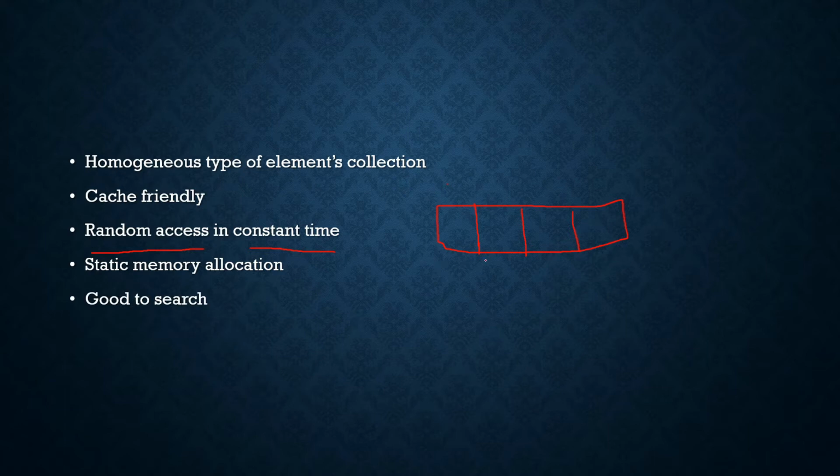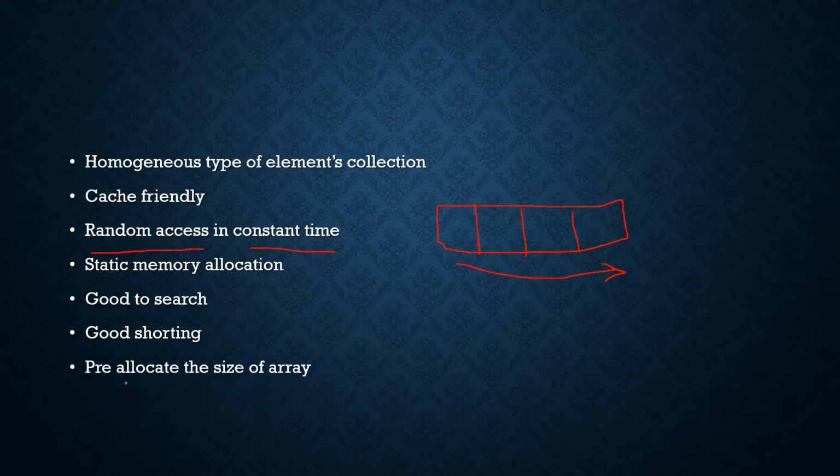Arrays are good for searching because sequentially formed elements can easily be searched, and good for sorting because of the sequential arrangement. Pre-allocating the size of an array is called static memory allocation.